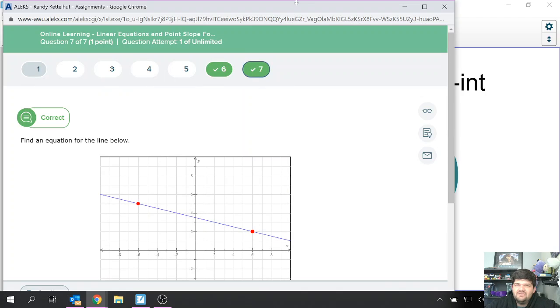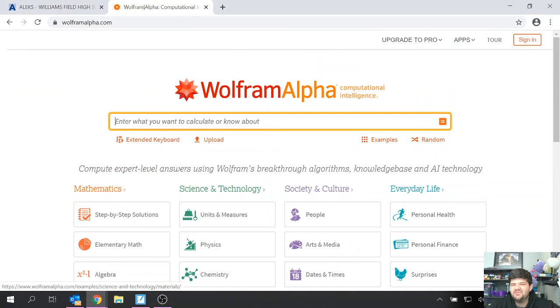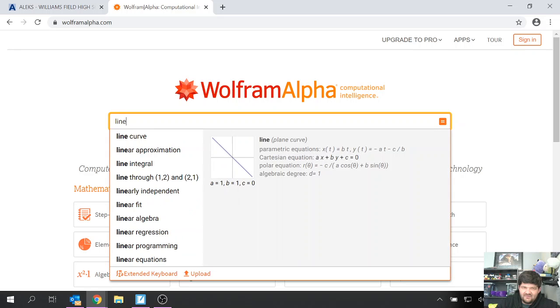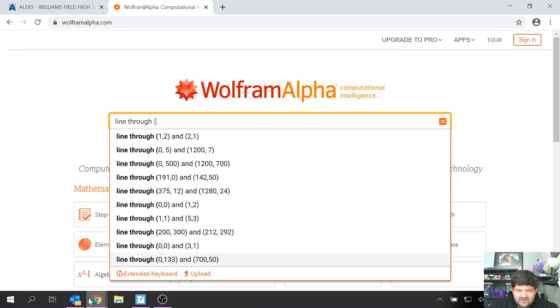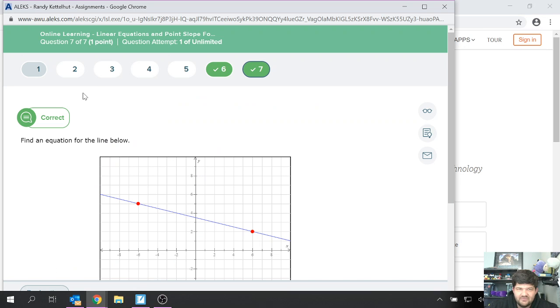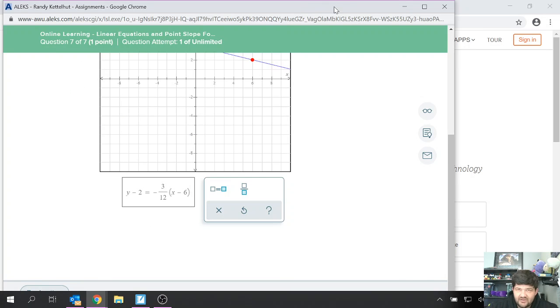If this confuses you, there's one more way to do it. Our friend, probably as good, if not better than Desmos, is Wolfram Alpha. Please, please, please, Wolfram Alpha. It's amazing. To do Wolfram Alpha, you just have to type in line through, and then type in your points. So let's get another example just to do real quick.